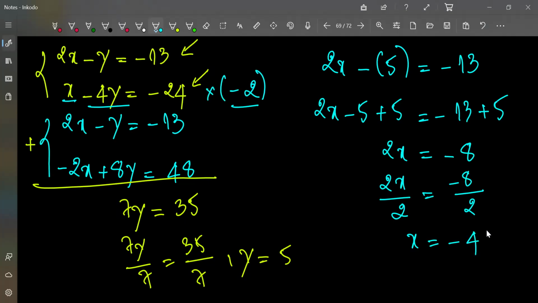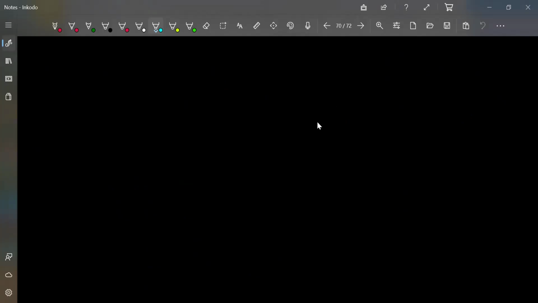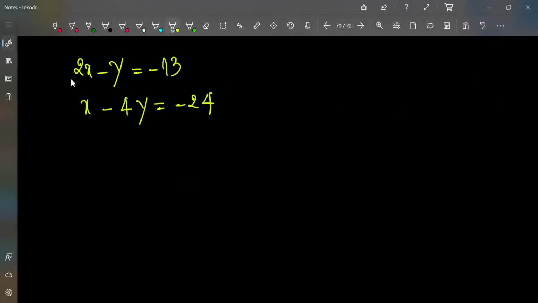Okay, so the same exercise, but I want to eliminate variable y. Okay, so let's do it together. We have 2x minus y equal to negative 13 and x minus 4y equal to negative 24. But in this way, I want to eliminate y. So I need to multiply the first equation by negative 4.